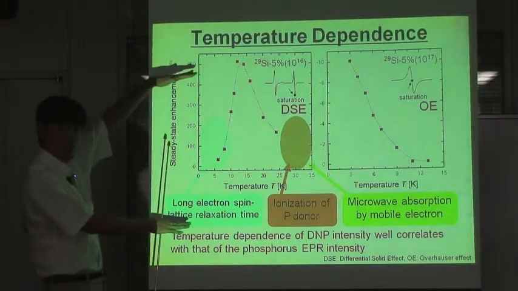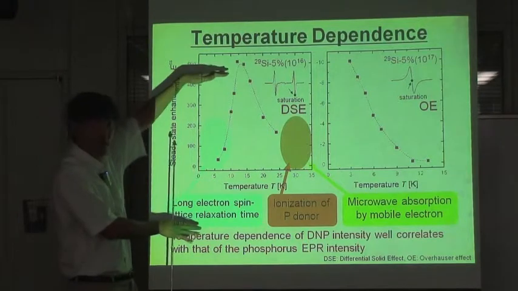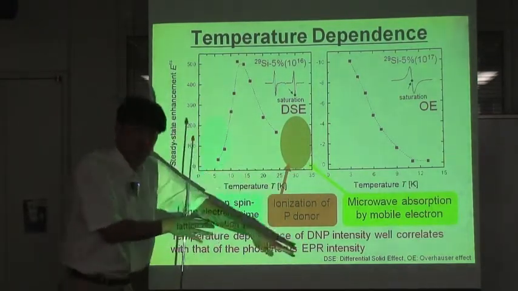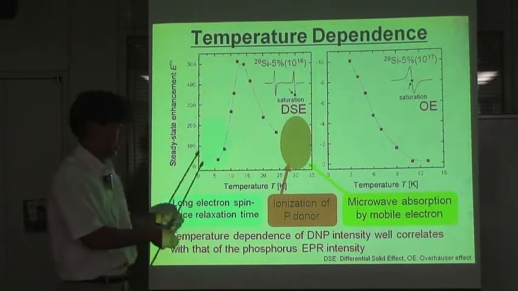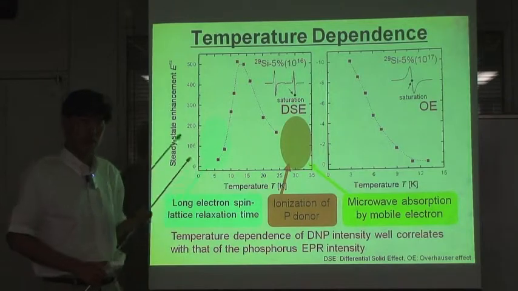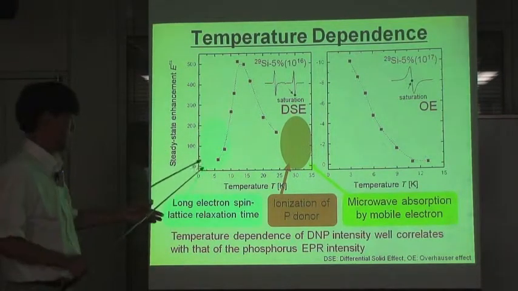Remember, we had two levels. We excite electrons to the top level, and then these electrons have to relax to a certain level. This relaxation does not occur at low temperature. That's why we don't get 29 silicon orientation at such low temperature.